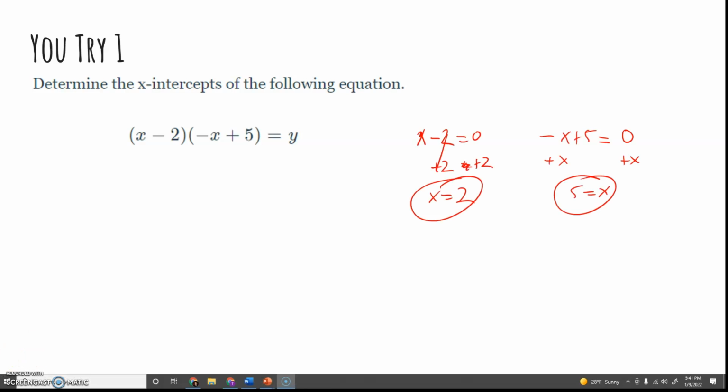Okay, so we have 2 factors, so we should have 2 solutions. X minus 2 is equal to 0. That's our first step. We set it equal to 0. And then we have negative x plus 5, and then we set that equal to 0. And we solve both of these equations, and that should give us 2 different answers. I got x is equal to 2, and 5 is equal to x, which are our 2 solutions.